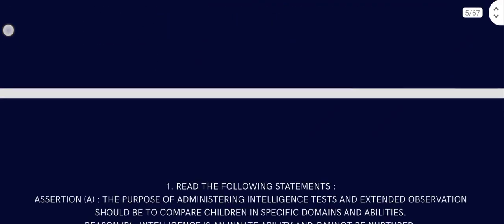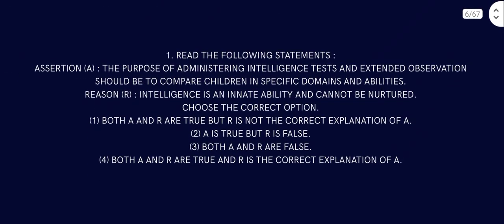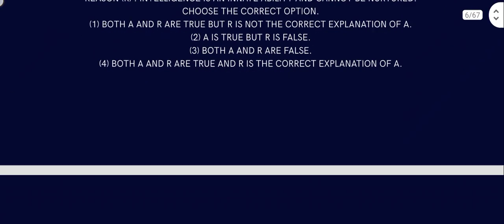Okay, let's go. 1. Read the following statements. Assertion: the purpose of administering intelligence tests and extended observation should be to compare children in specific domains and abilities. Now that is wrong. There is no examination needed, and it is completely wrong to compare children. So the assertion is false. Reason: intelligence is an innate ability and cannot be nurtured. That is also false because intelligence can be nurtured. It's not an innate thing. Yes, some portion of it is innate, but environment and nurturing play a big role in it. So the answer should be both A and R are false.